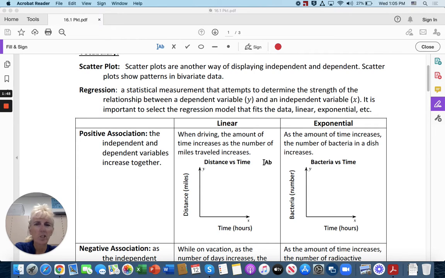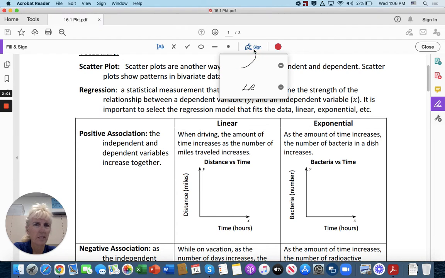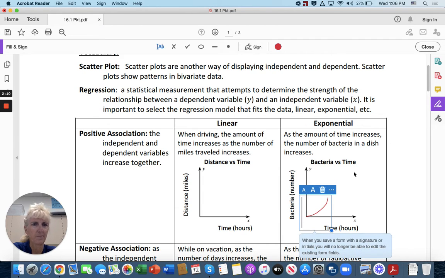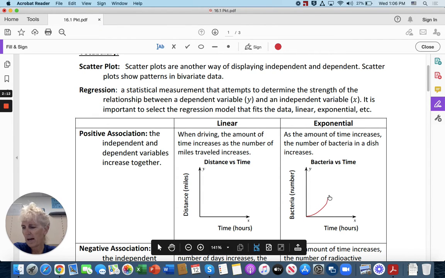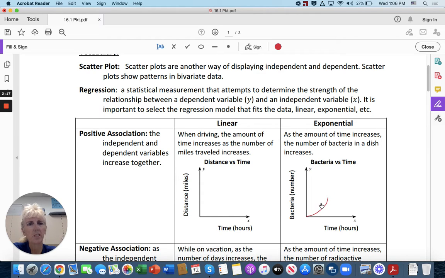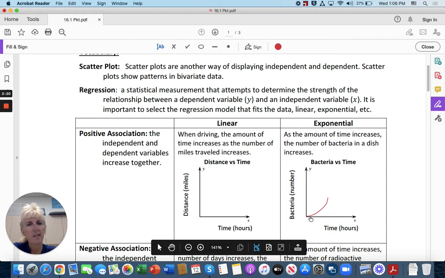Now, for exponential, and there's a positive association, as the amount of time increases, the number of bacteria in a dish increases. So this is like in science. Your science teacher maybe has done some things like that with you. So that would be exponential like that. I would probably continue this line up to show that that's exponential. It's a curved line that the number just increases faster and faster.